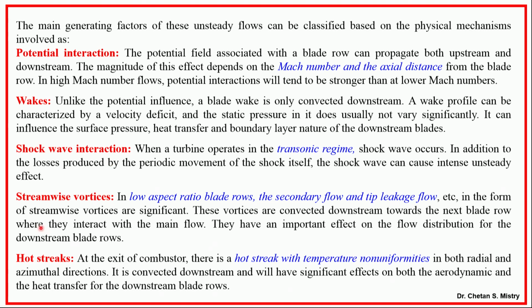We will see that next. Then we define streamwise vorticity. That is what we define specifically when we have a low aspect ratio blade. Next is what is defined as a hot streak. The flow coming out from my combustor will have variation both in the circumferential direction as well as in the radial direction. Because of this variation in my temperature profile, there is unsteadiness in the flow. That is what is defined as a hot streak.